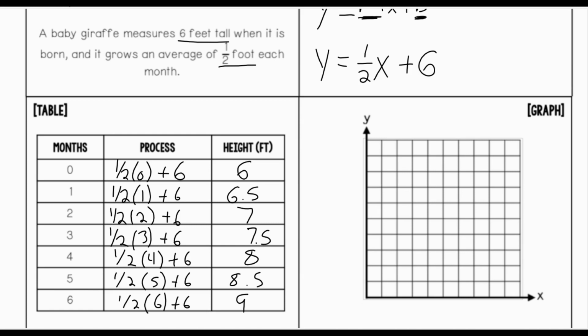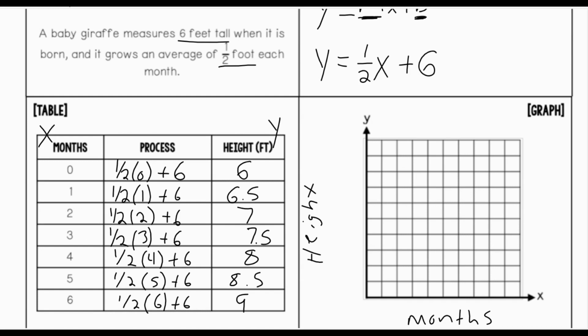Looking at this in a graph, I know my x-axis will be labeled months because in my table, the independent variable is months. I can't change time. Time is always linear. It is always moving forward. So that is my independent variable. The variable that changes based on my independent variable was my height. So my y-axis is my height.